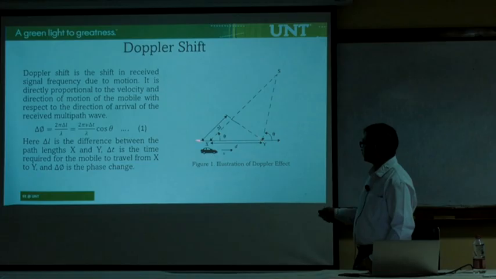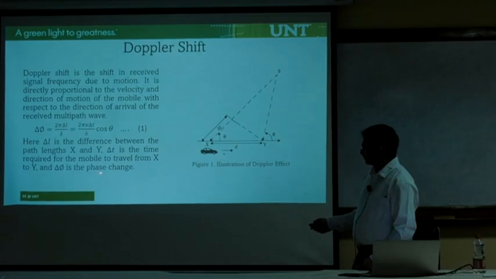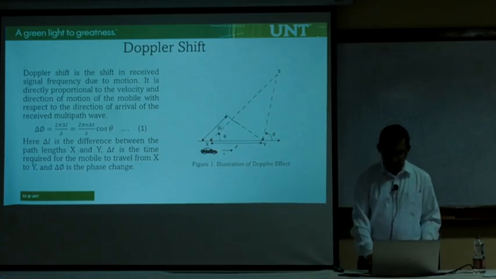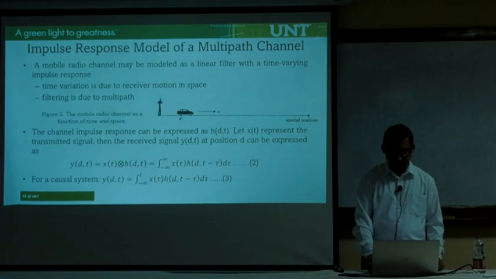So based on that, you can compute delta L, the difference between the two paths, X and Y. And if you put that in, then delta phi, which is the phase change, equals 2 pi delta L by lambda, and that explains the relation between the phase change and the change in location. Of course, it depends on the speed of the vehicle and how much distance you travel. But again, this is a fundamental problem, and you can see it in many books.